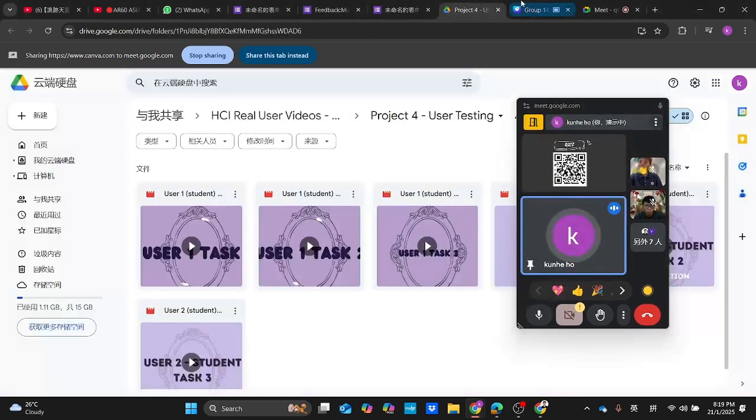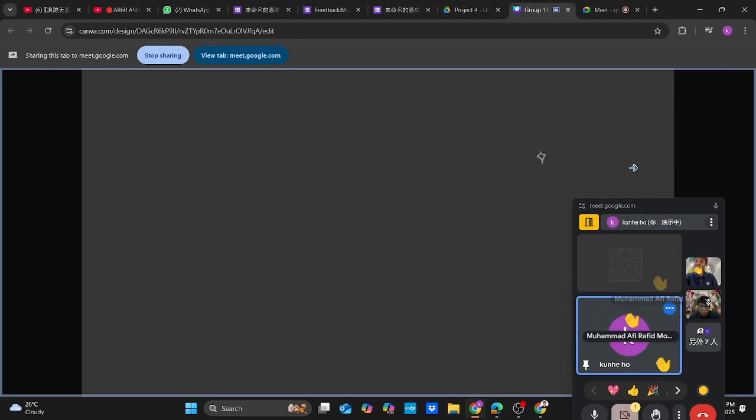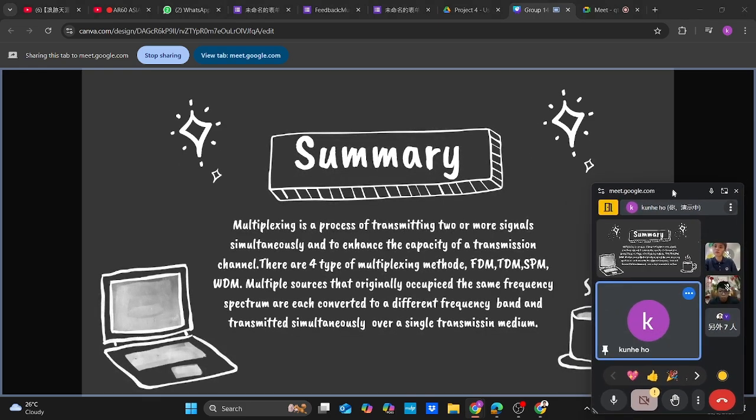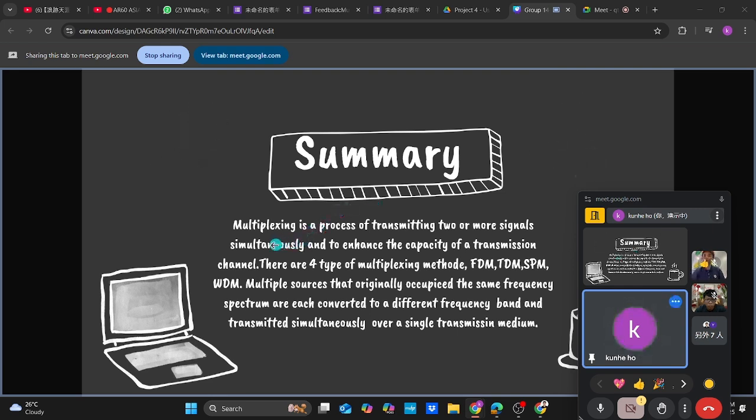Okay. Now we are going to summarize. So we already know what multiplexing is. Multiplexing is a process of transmitting two or more signals simultaneously, to adjust the capability of the transmission channel. There are 4 types: FDM, TDM, SPN, and WDM. For the FDM, multiple sources that originally occupy the same frequency spectrum are converted to a different frequency band and transmitted simultaneously over a single transmission medium.